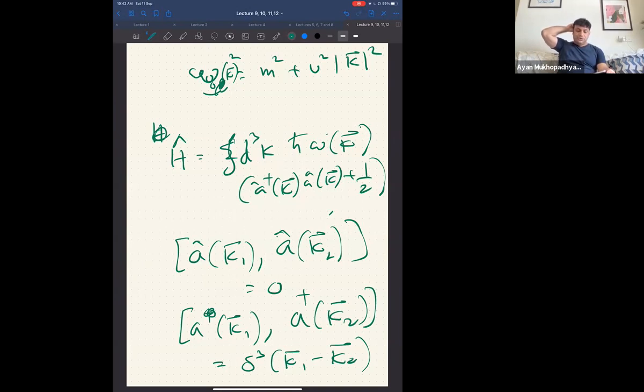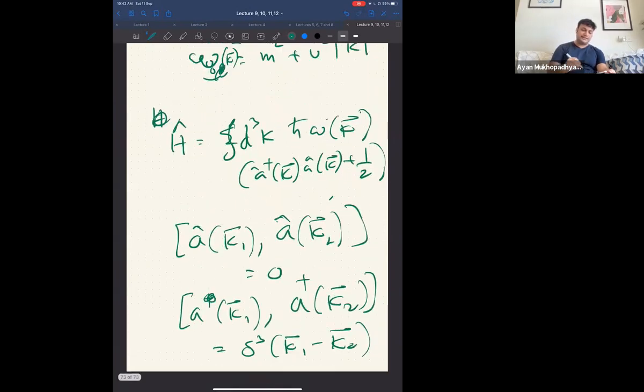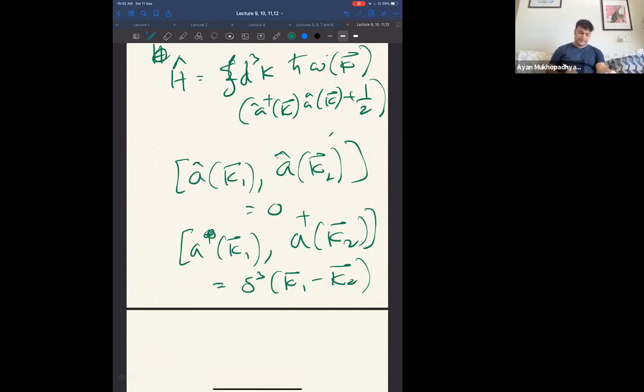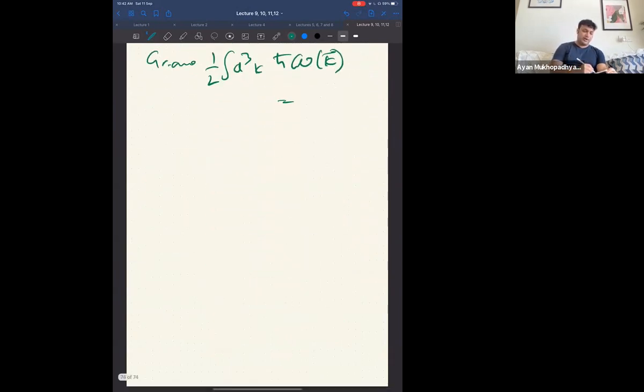Now, the interesting part is that if I look at these terms, this is simply a number. There's a ground state energy of the system, which is simply the integral dq of h bar omega k, and there's an overall half, because the ground state is where all of these a k annihilate the ground state.